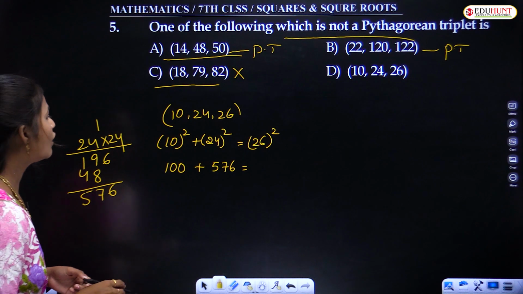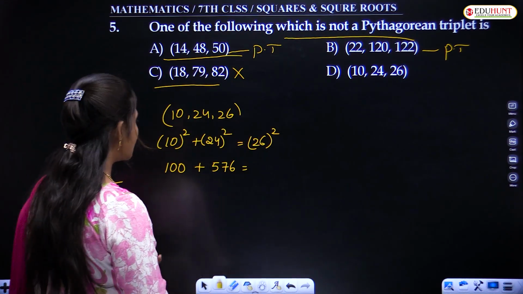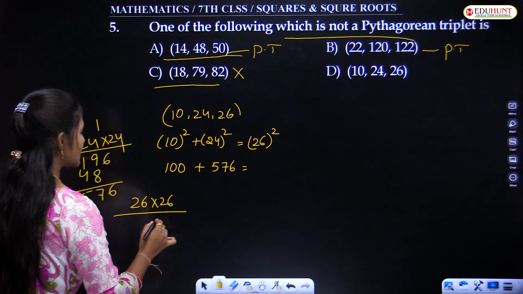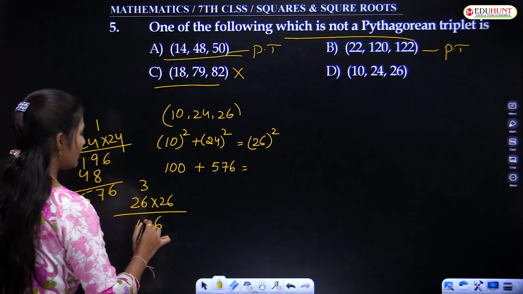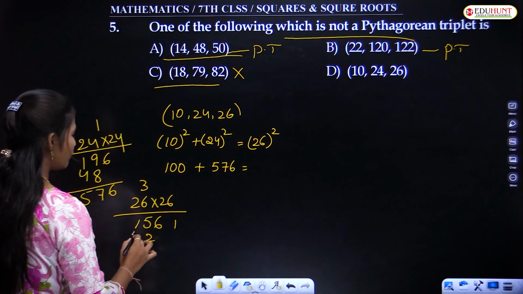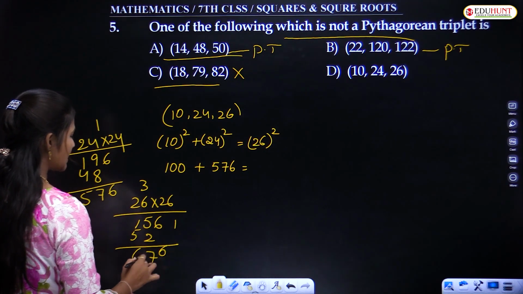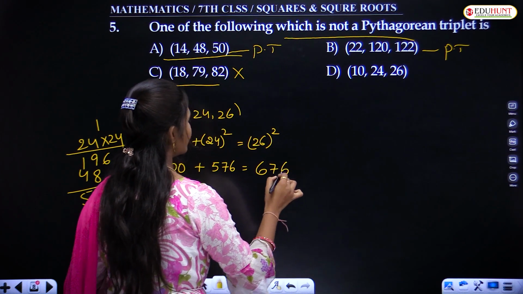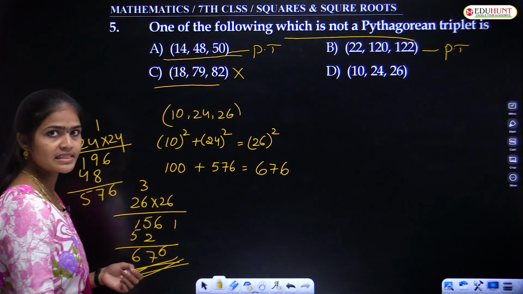Is it clear? Now here 26 into 26, how much will you get here? Just see. 26 into 26. 6 6 36. 6 2s 12 plus 3 is equal to 15. 2 6 12. And here 2 2s 4 plus 1 is 5. So 676. 26 whole square value is equal to 676.